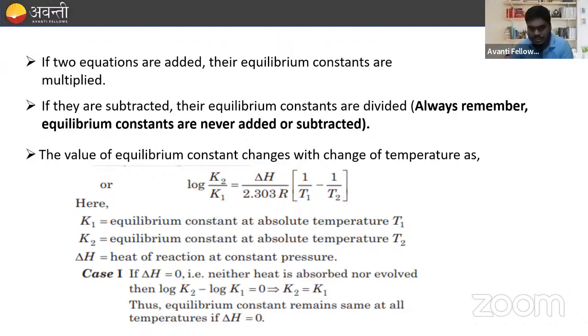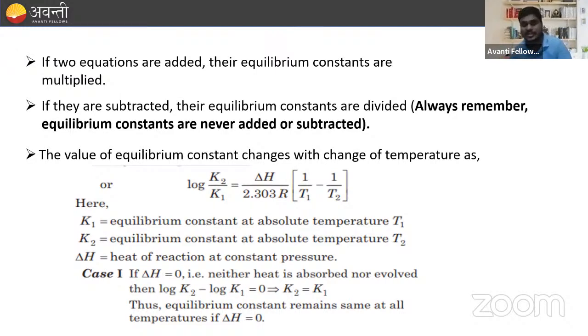The value of the equilibrium constant changes with the change of temperature as log K2 by K1 is equal to delta H upon 2.303 R into (1 upon T1 minus 1 upon T2), where K1 is the equilibrium constant at the absolute temperature T1, K2 is the equilibrium constant at the absolute temperature T2, and delta H is the heat of reaction at constant pressure, right?